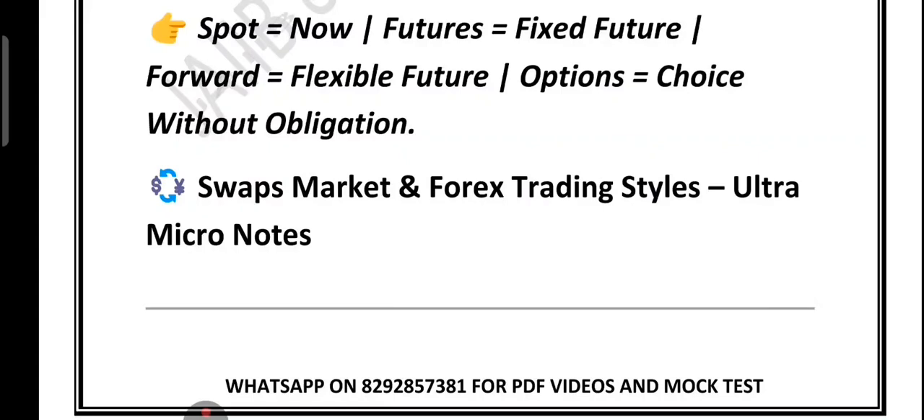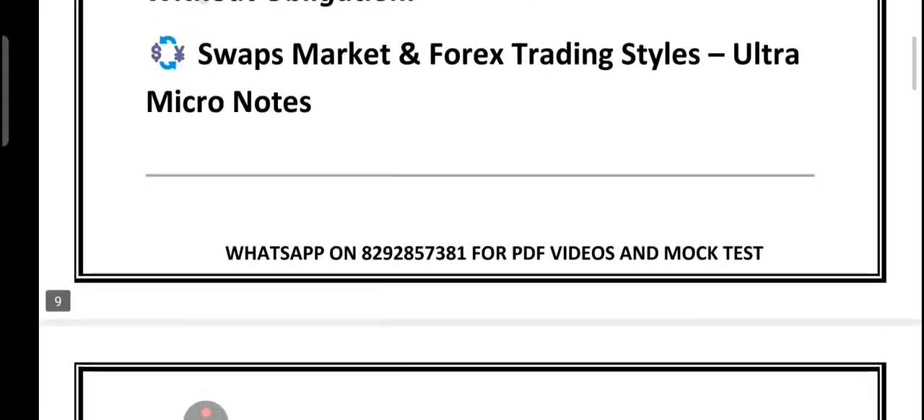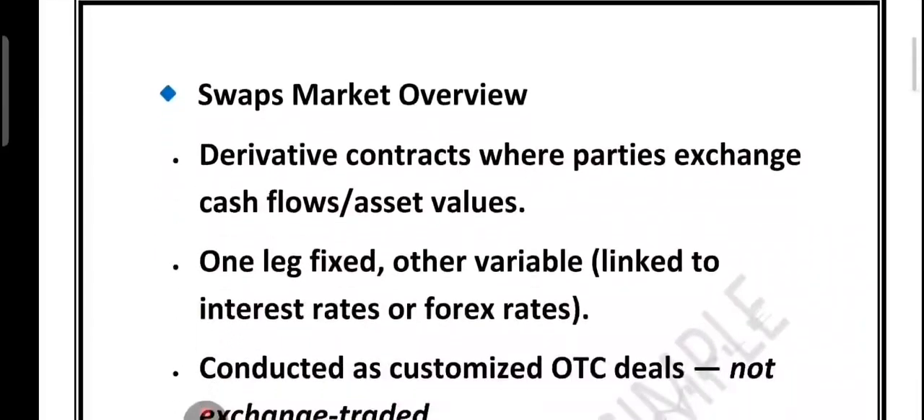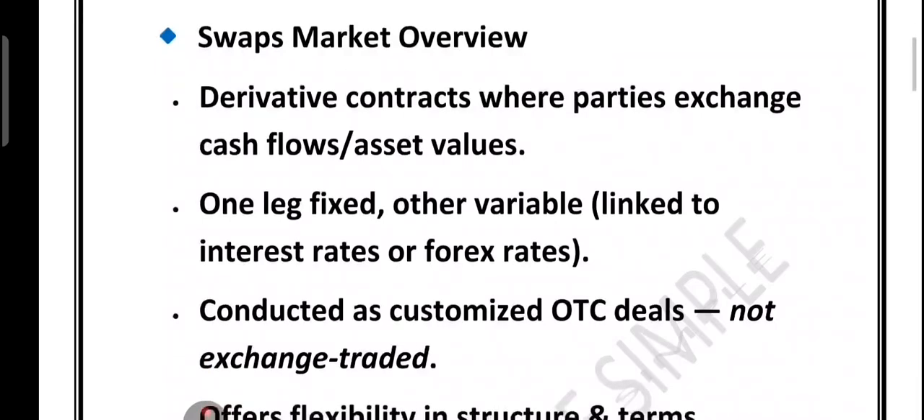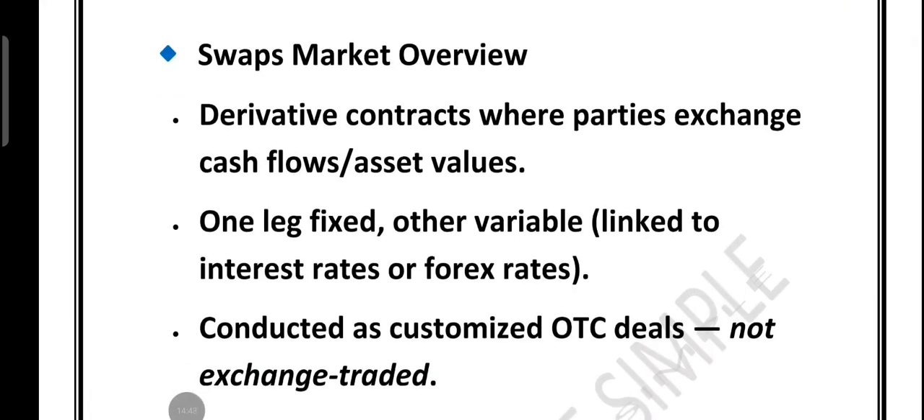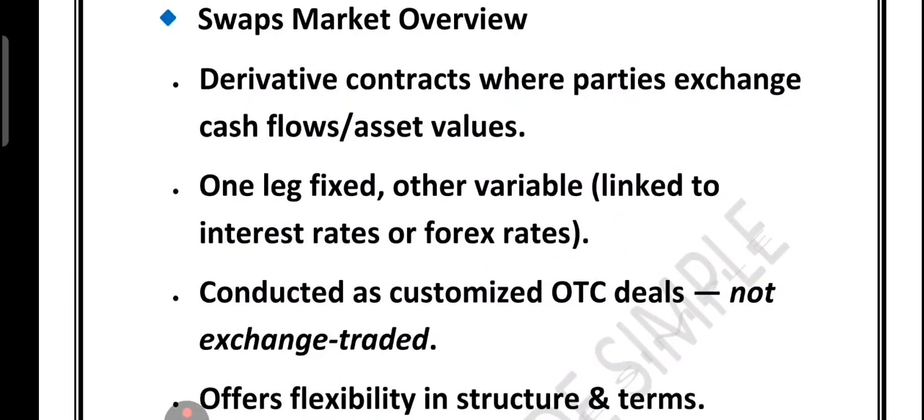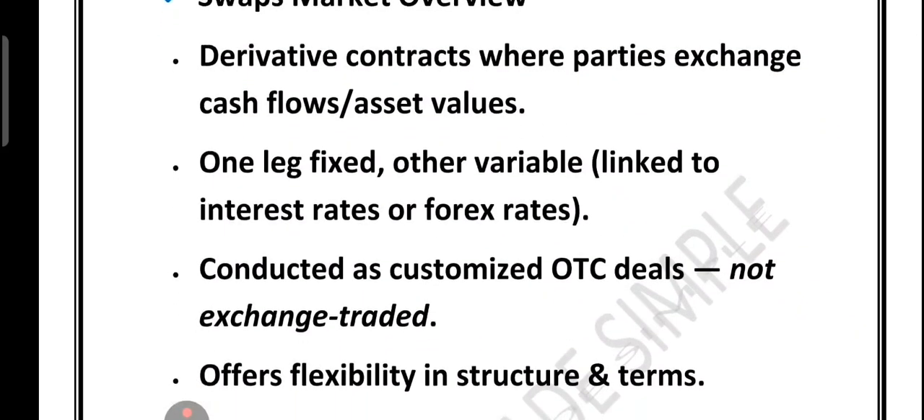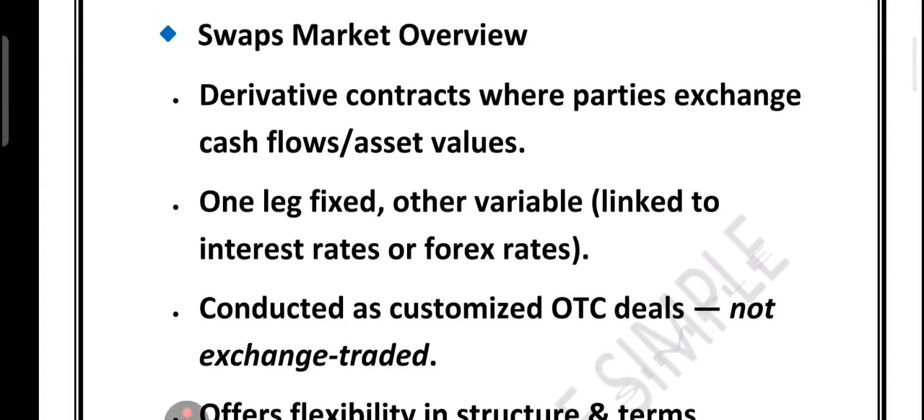Now let's look at swaps. Swap is basically a financial agreement between two parties. They exchange cash flows, or sometimes the value of assets. That is called the swap. So friends, swap is a kind of financial agreement between two parties where they exchange cash flows, or sometimes they exchange the asset value. You can think of it like this: one party agrees to pay a fixed rate while the other party pays a variable rate, which is often linked to the interest rate or foreign exchange rate. So this is how the swap happens.